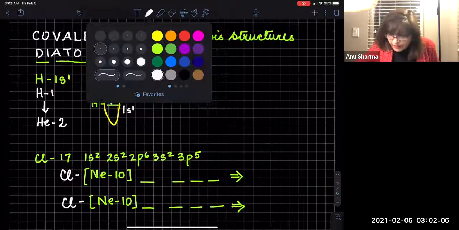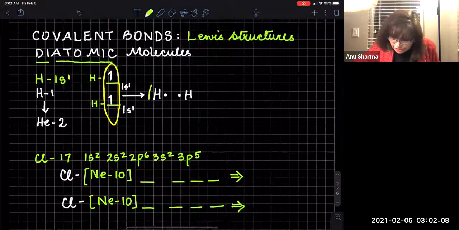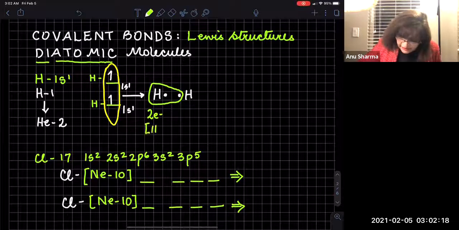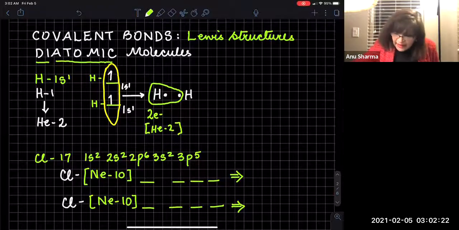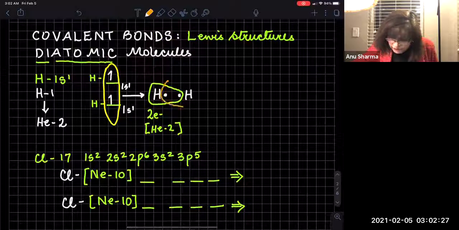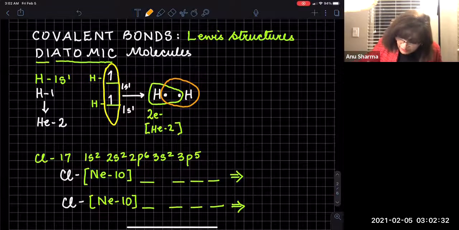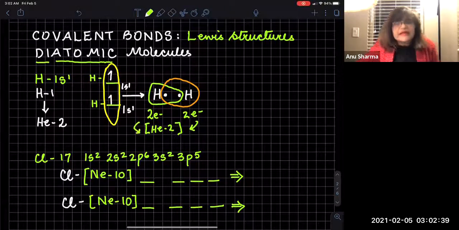So now what happens is that this hydrogen gets to keep this electron also. So that way it gets 2 electrons and it looks like helium internally, and it's very happy. That's what it wants to look like. And the other hydrogen also wants to have 2 electrons, so it also gets to share that 1 electron. So now this one also has 2 electrons, and each one of them is behaving like helium.